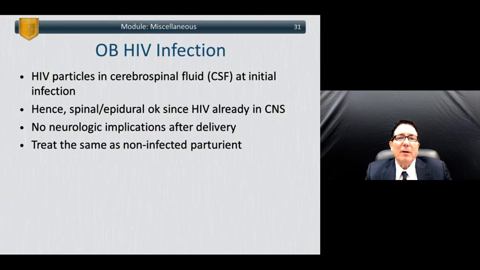HIV infections: if you are called to, for example, place an epidural in a patient that is HIV positive, there are already HIV particles in the CSF at initial infection, so spinal or epidural is okay since HIV is already present in the central nervous system. There's usually no neurologic implications after delivery, and the overall treatment of these patients is the same as a non-infected parturient.